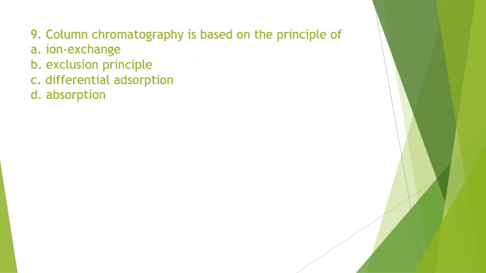MCQ number 9. Column chromatography is based on the principle of: option A, ion exchange; option B, exclusion principle; option C, differential adsorption; option D, absorption. And our correct answer is option C, differential adsorption. The principle behind column chromatography is adsorption, in which a mixture of components dissolved in the mobile phase is introduced into the column, and the components move depending on their relative affinities. The choice of the solvent depends on the solubility characteristics of the mixture.